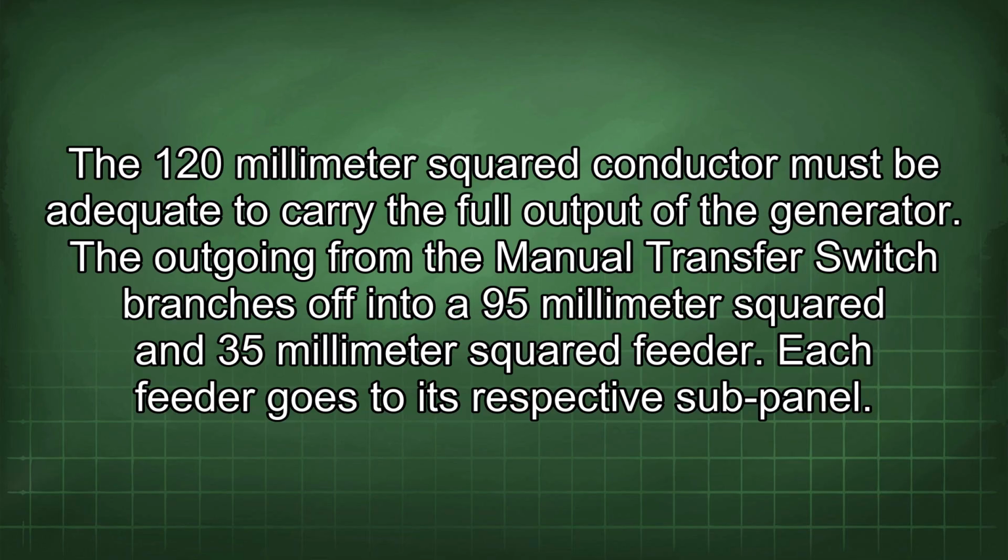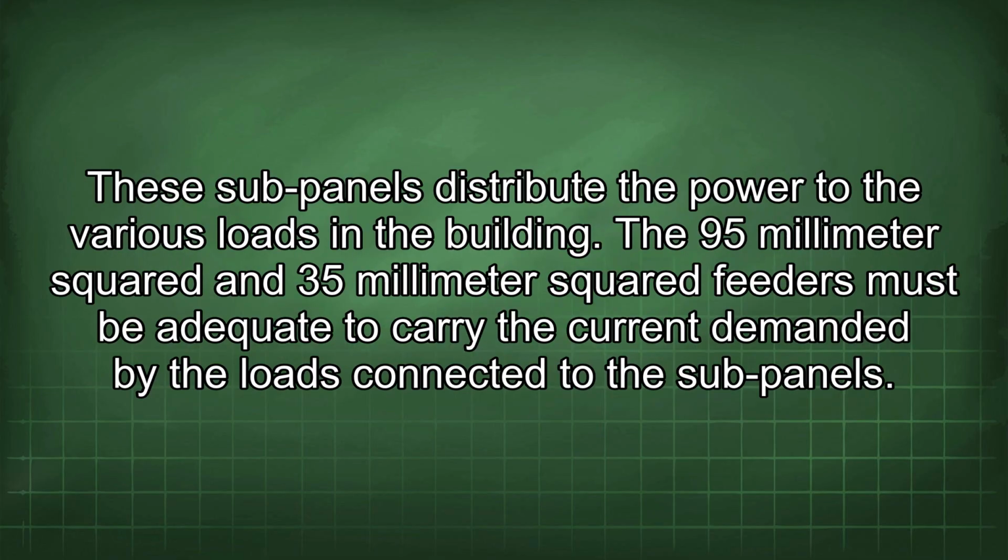The outgoing from the manual transfer switch branches off into a 95 mm squared and 35 mm squared feeder. Each feeder goes to its respective subpanel. These subpanels distribute the power to the various loads in the building. The 95 mm squared and 35 mm squared feeders must be adequate to carry the current demanded by the loads connected to the subpanels.